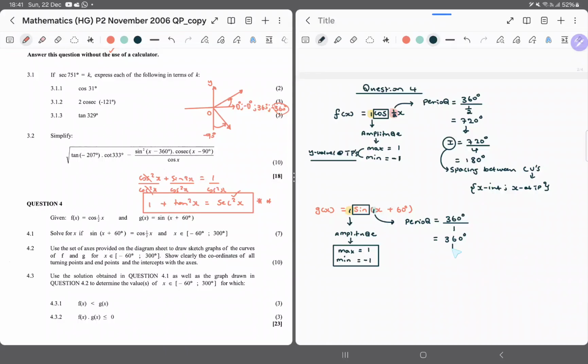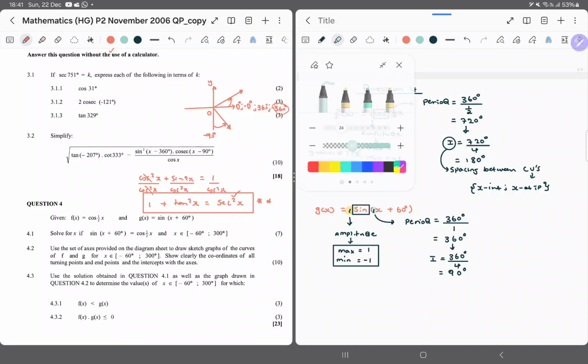Now from our period, we want to sort out intervals. It will be the current period, whatever value we find, divided by the 4 quadrants, and that gives us a spacing of 90 degrees. Okay, nice and easy. So that means for this graph, the critical values are going to be separated by an interval of 90 degrees. But now we have a bit of a situation.